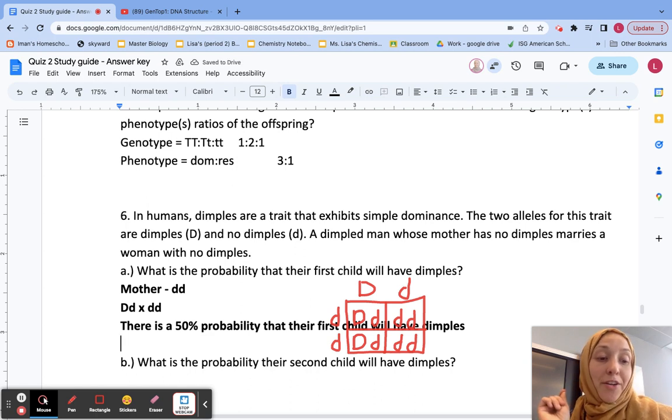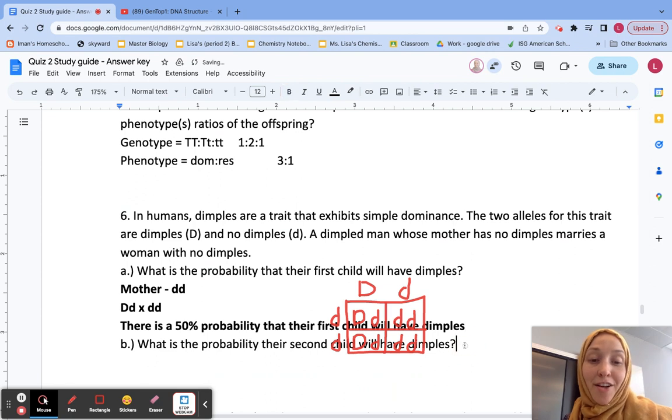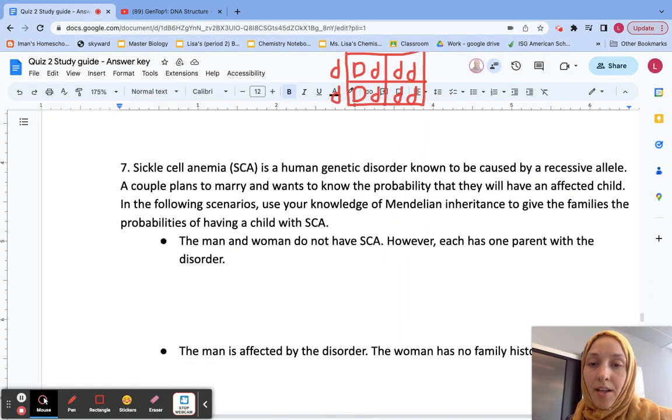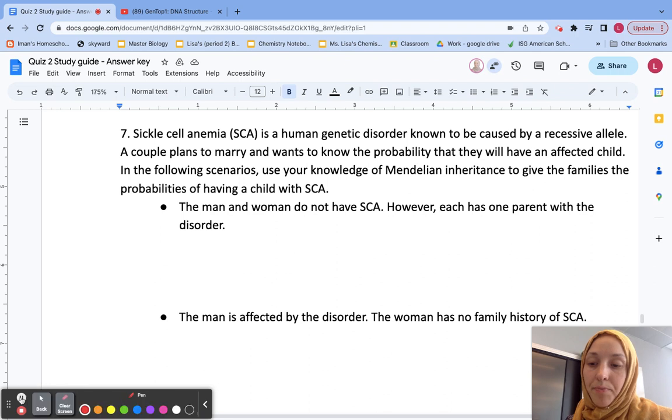Every child is brand new, okay? So the probability that their second child will have dimples is also 50%, 2 out of 4. It doesn't matter how many children they have, every offspring has the same probability. For this cross, they had a 50% chance of having dimples and a 50% chance of having no dimples, whether they're the 3rd child, the 4th child, the 5th child, or the 10th child. All right, let's do the next one.